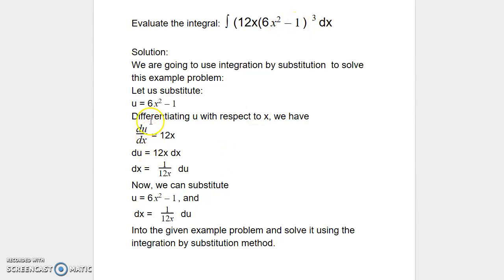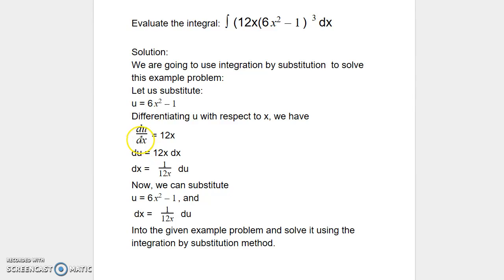Differentiating u with respect to x, we have du by dx. The differential of 6x squared is 6 times 2x, which is 12x, and then the differential of negative 1 is 0. I didn't write that. So therefore, du by dx of 6x squared minus 1 translates to 12x. So now I can write this as du is equal to 12x times dx.